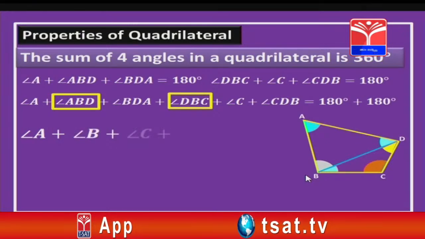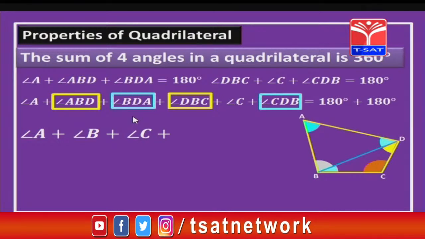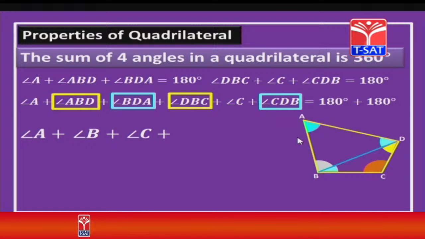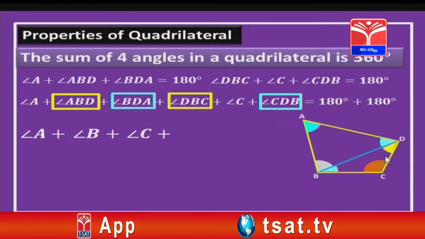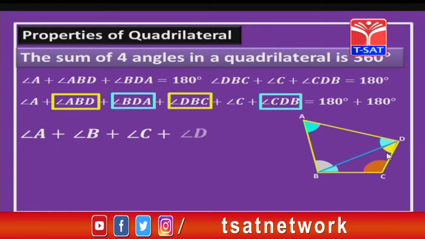And angle C as it is, children, we are not going to change angle C, we are writing it as it is. Then there are two more angles left here, angle BDA and angle CDB. So, angle BDA, that means this part, and angle CDB means this part. If I add these two parts, what do you get, children? This total angle, that is angle D. So, I get angle D.